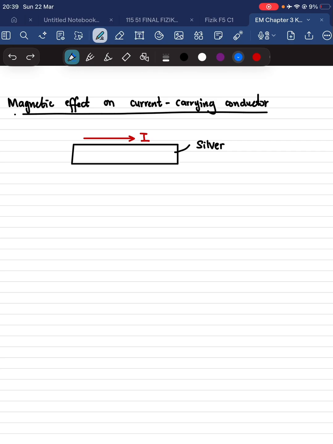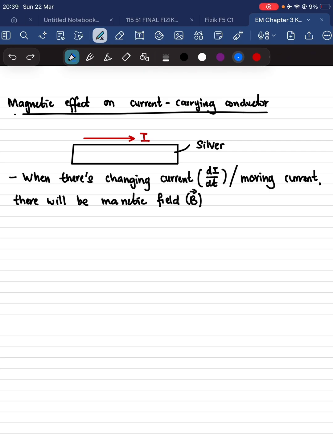Okay, magnetism effect in a current carrying conductor. A current carrying conductor is just a wire, right? It's just a wire. So let's say we have a current flowing inside, let's say, a silver conductor, and this current is a changing current, let's say I(t). When there is a changing current, there will be a magnetic field, right? So that's the principle we have learned.